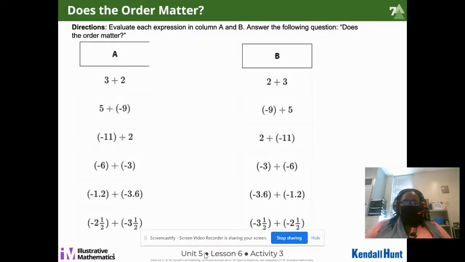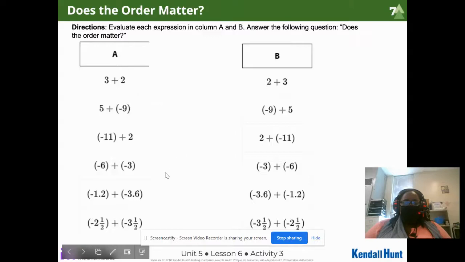Now here it's asking you guys just to fill in the chart. So it says evaluate each expression in column A and B. Answer the following question: does the order matter? So we have 3 plus 2, 5 plus a negative 9, negative 11 plus 2, and it keeps going. You're going to simplify each of these for A, and then simplify each of these for B. Over here they flip the numbers around. So 2 plus 3, negative 9 plus 5. And then you're going to simplify B.